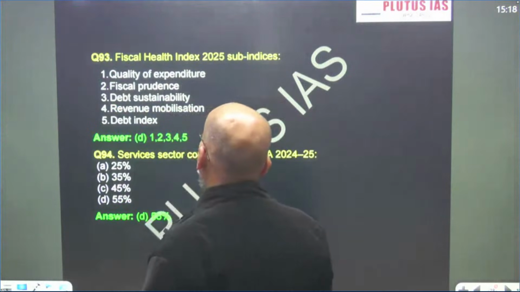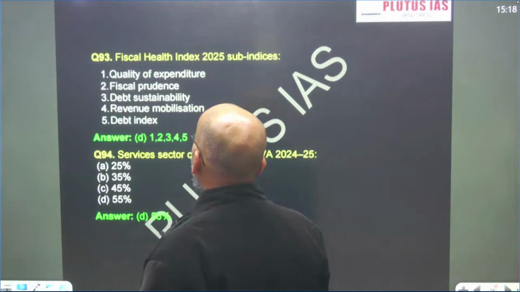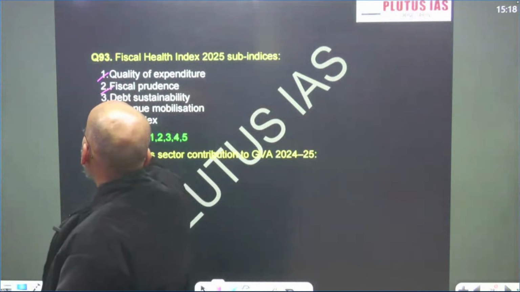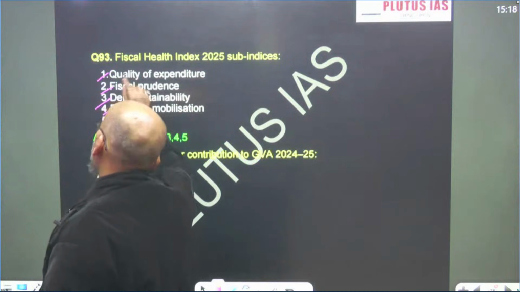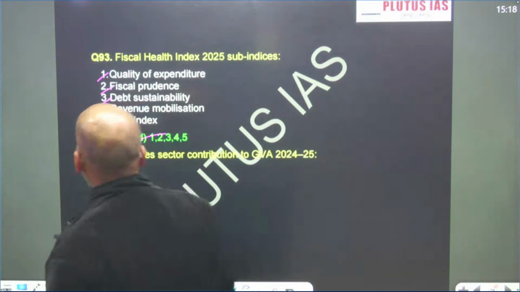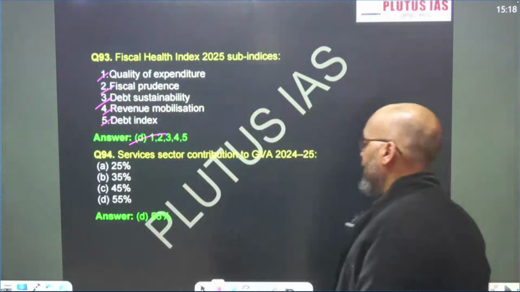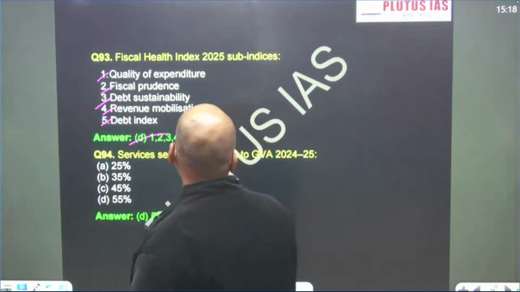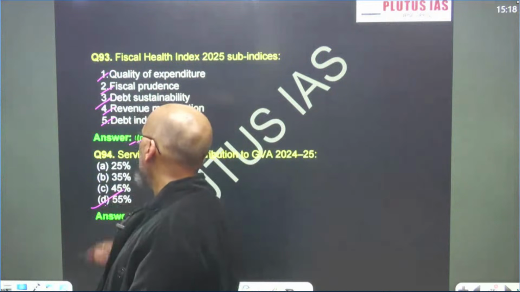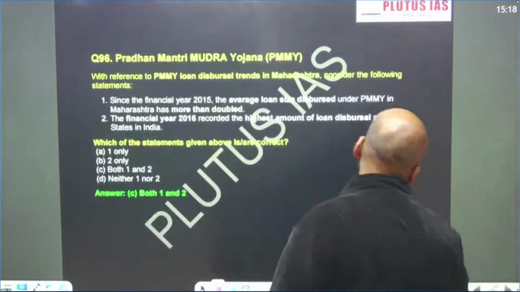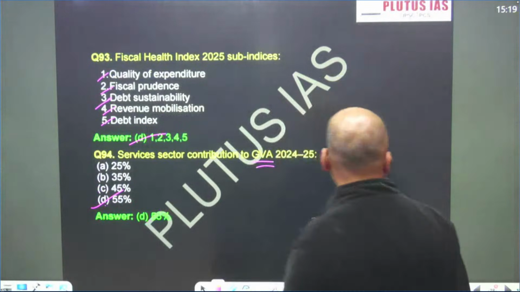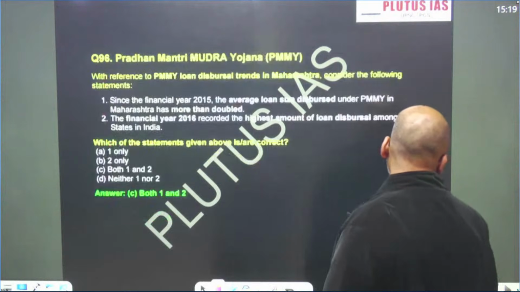Now fiscal health index 2025 sub indices. Quality of expenditure, yes. Fiscal prudence, yes. Debt sustainability, yes. Revenue mobilization, yes. Debt index, yes. So all 5 are correct. So option D, which says 1, 2, 3, 4, and 5, is the correct option. Then services sector contribution to GVA 2024-25, 55% it is, option D. Acha, GVA is gross value added method of finding GDP. Product method it is. Anyway.